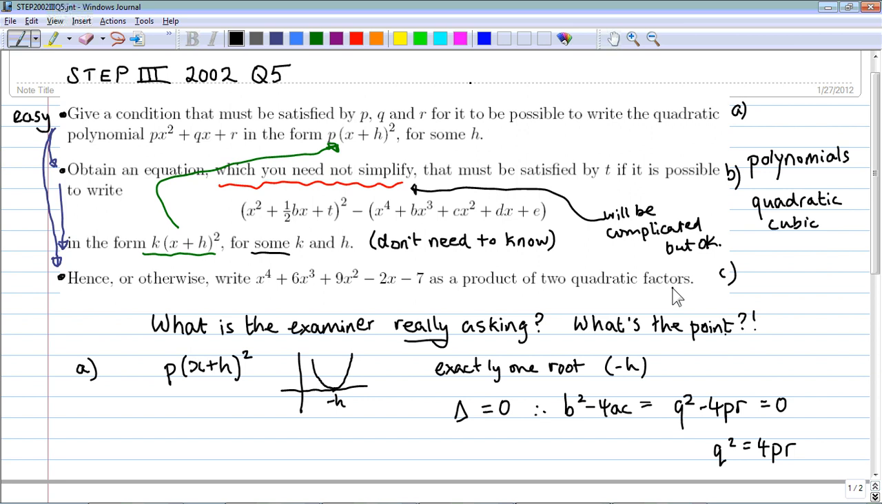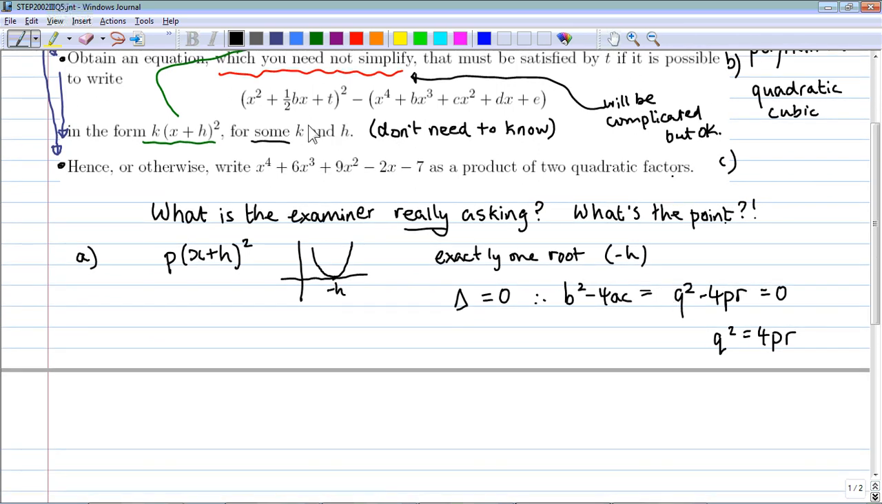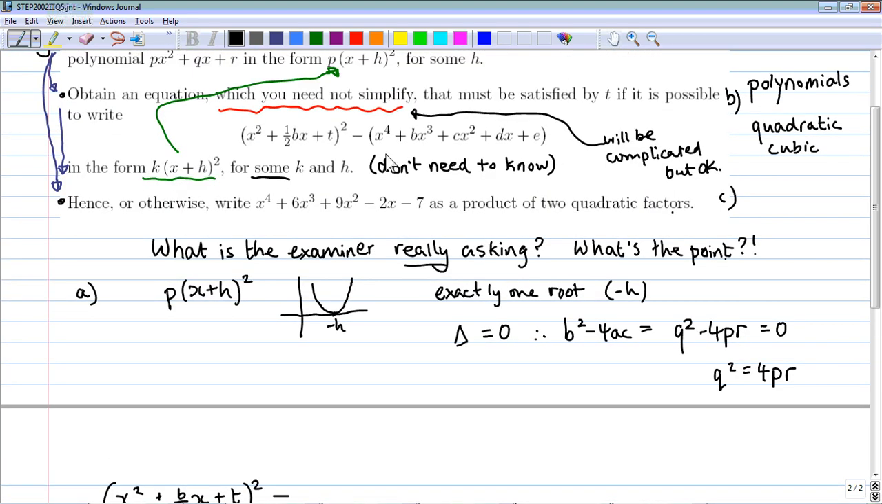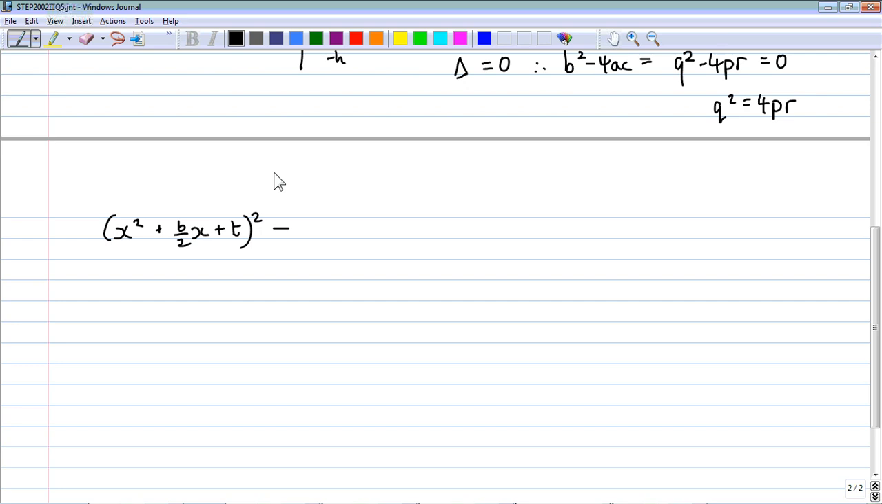Okay, now let's look at the actual formula here. I think I'll have to write this by hand. So first of all we have x squared plus half bx plus t squared. Let's write it in the second page. x squared plus b over 2 x plus t squared, and then we're subtracting another quartic polynomial, fourth degree polynomial, which is x to the 4 plus bx cubed plus cx squared plus dx plus e.